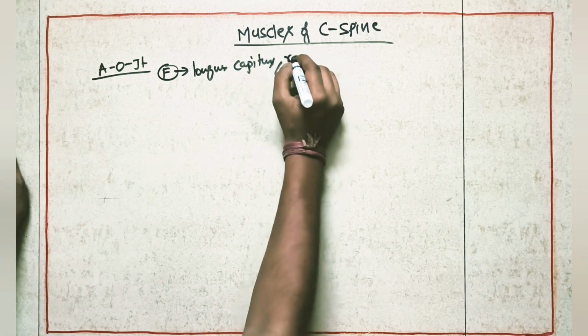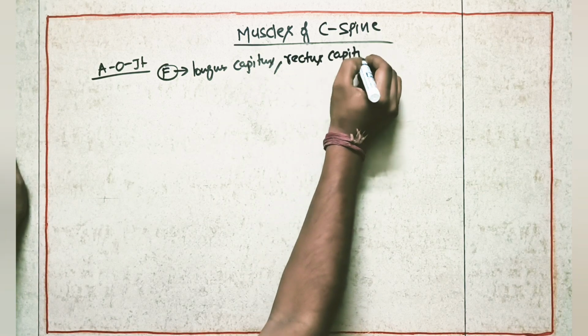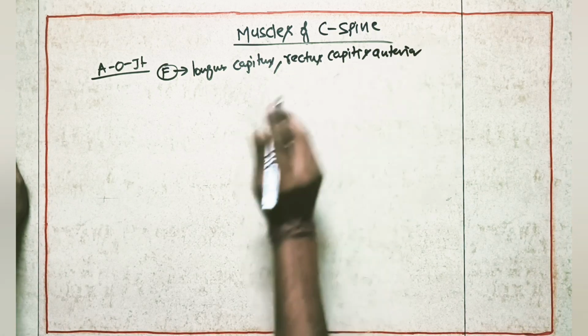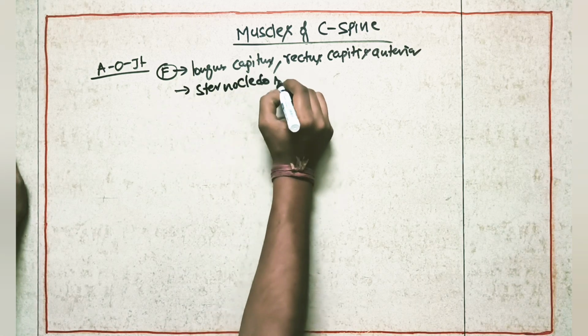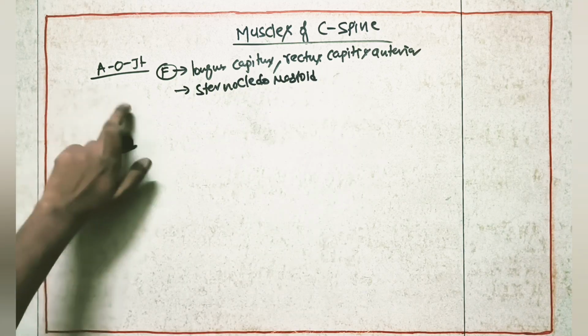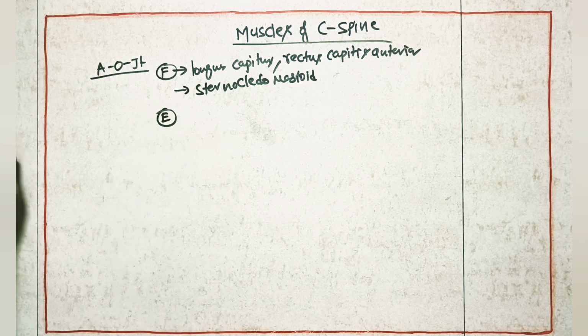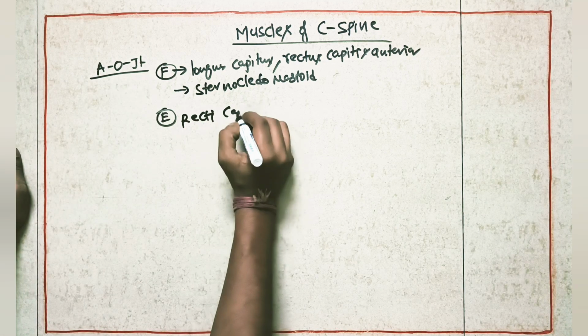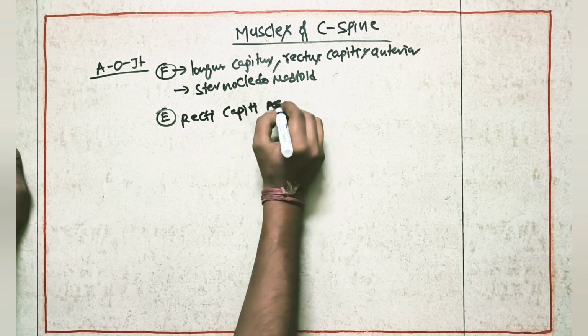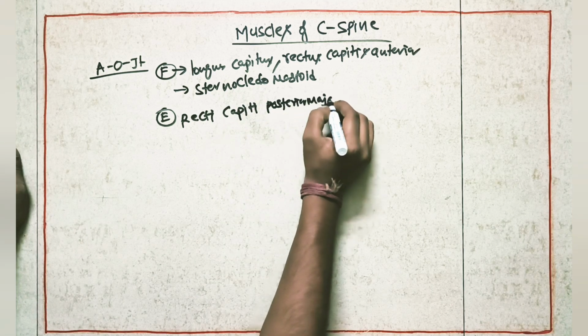And one more muscle, rectus capitis anterior muscle, and one more muscle, sternocleidomastoid. So these are the muscles which will help in the flexion of the atlanto-occipital joint. And extension of the atlanto-occipital joint is produced by the recti capitis posterior major and minor.